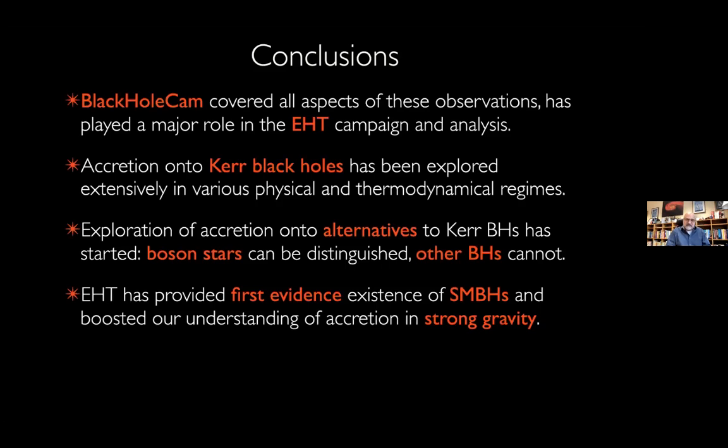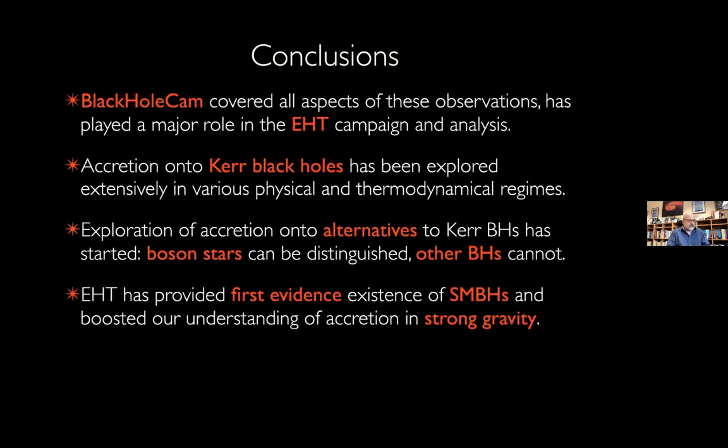Because everything is consistent with general relativity doesn't mean general relativity is right. We need to exclude alternatives to make sure that it's a Kerr black hole. And so we looked at alternatives to Kerr black holes, and we've realized that it's very difficult to distinguish different black holes, but objects without a surface, like boson stars, or say a wormhole, are easy to exclude.